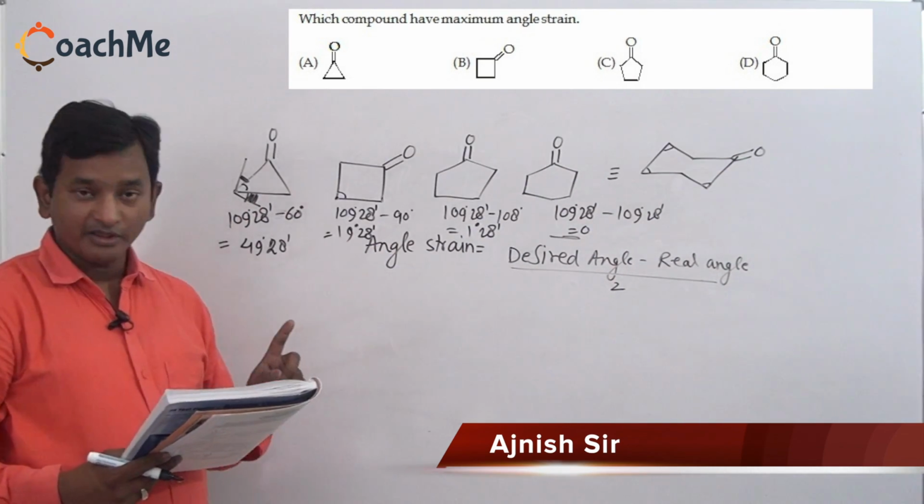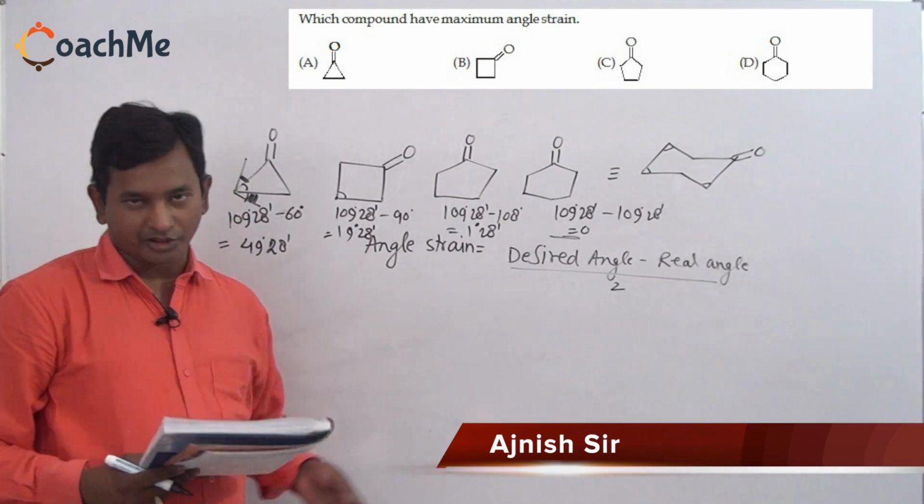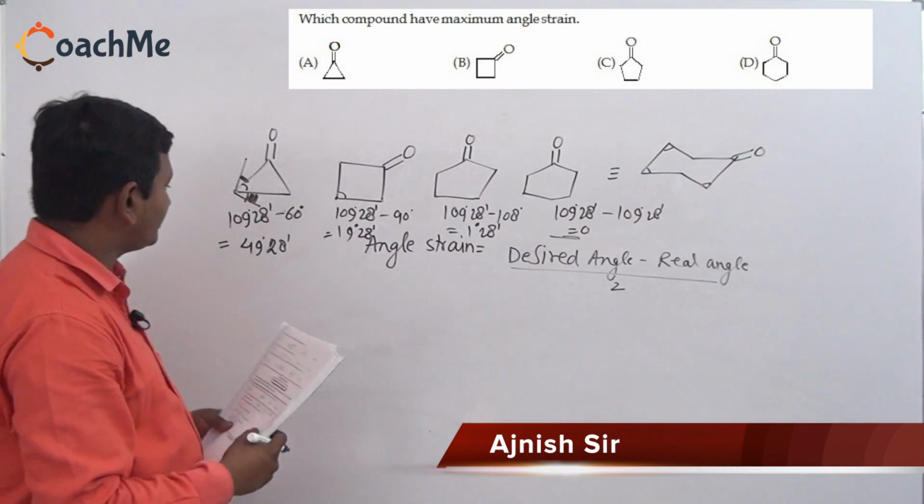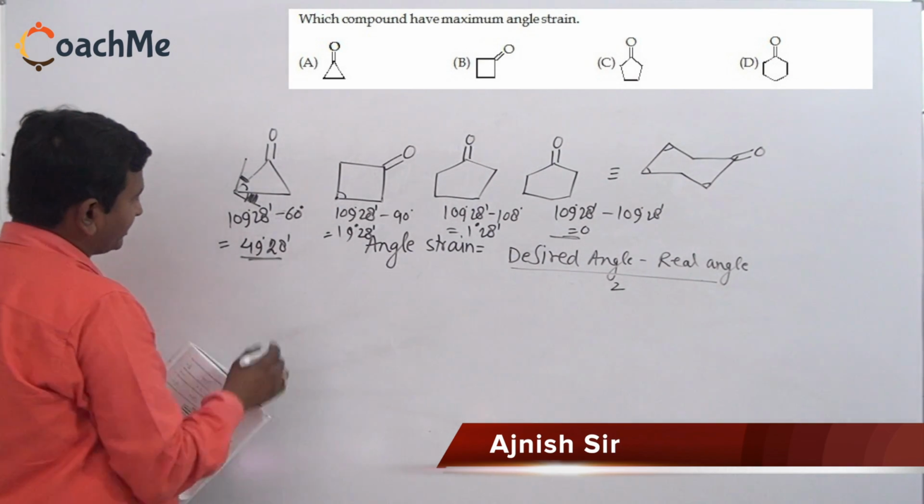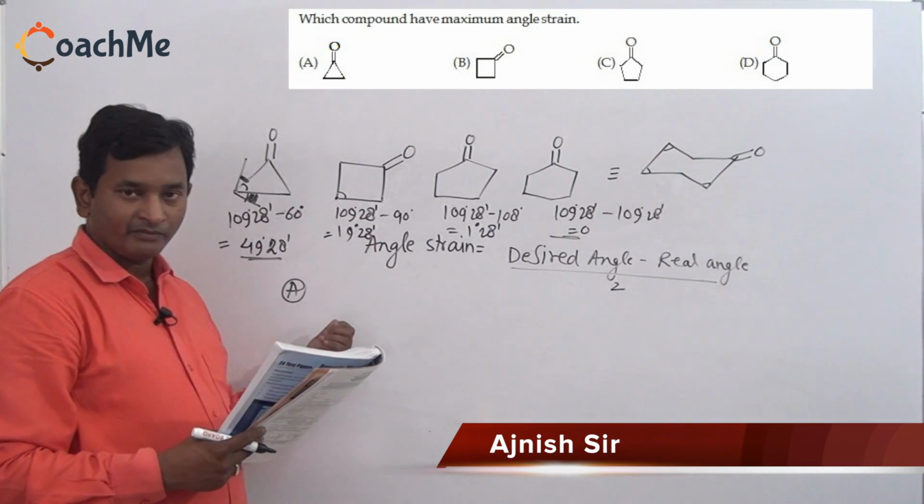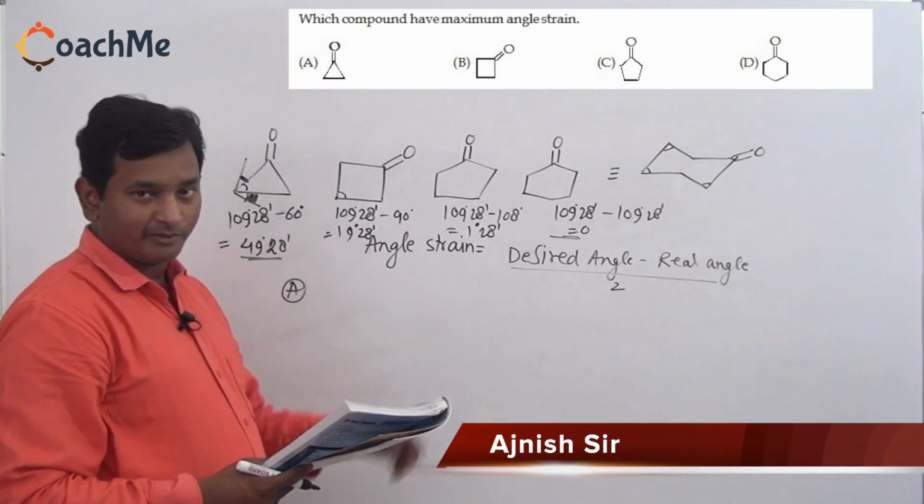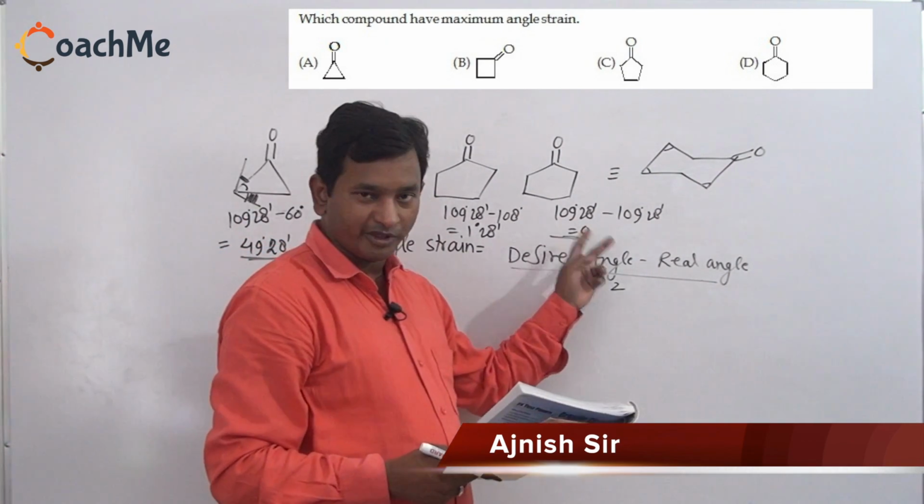Okay. So in our question it is asked which compound has maximum angle strain. So the maximum angle strain will be 49 degree 28 minute in option A. So our answer will be A. If a question is asked about maximum, it is this one, and if a question is asked about minimum, your answer will be D.